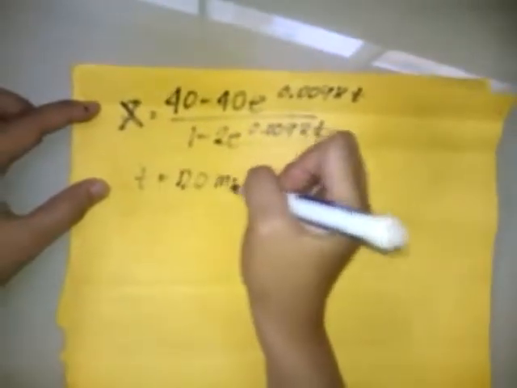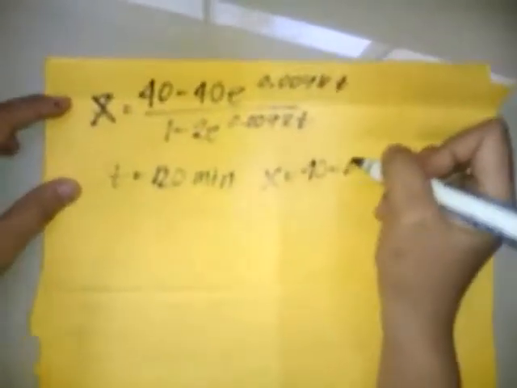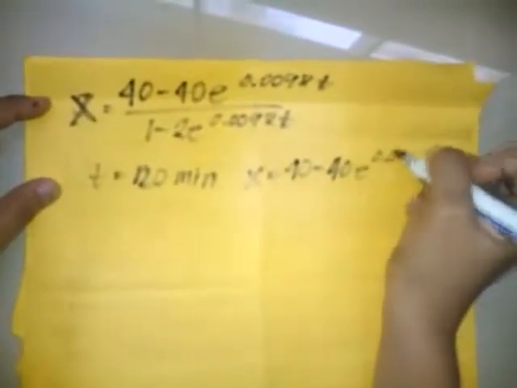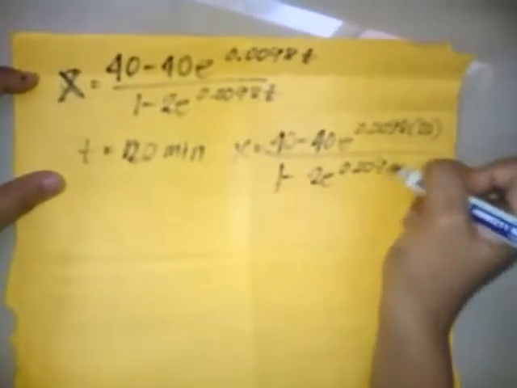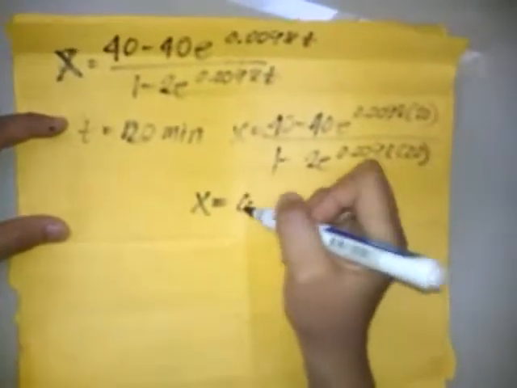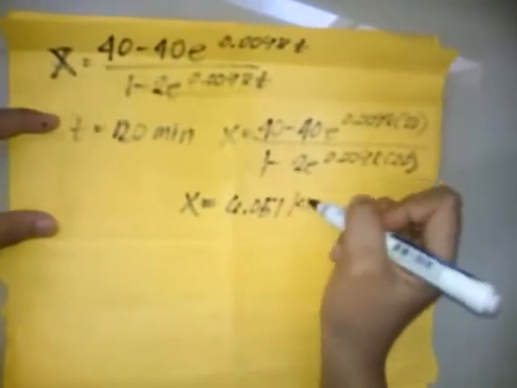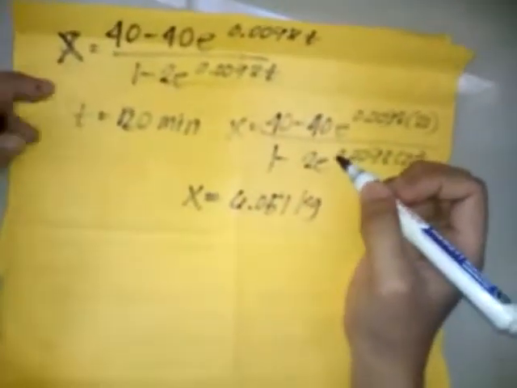When t is equal to 20 minutes, x is equal to 40 minus 40e to the power of 0.0098 times 20 over 1 minus 2e to the power of 0.0098 times 20. The answer is x equals 6.051 kilograms of solute. This is the amount of salt dissolved after 20 minutes.